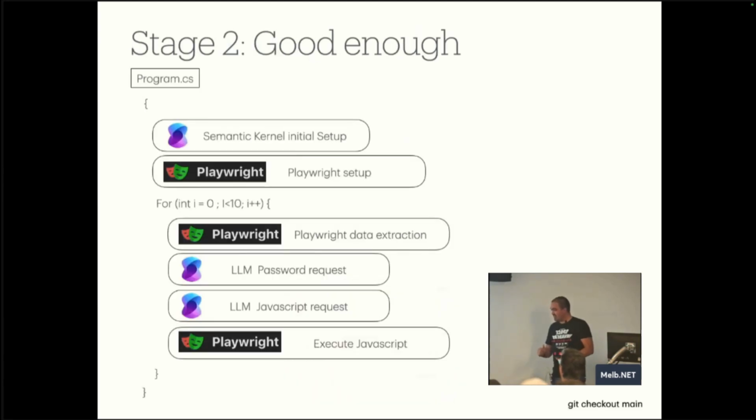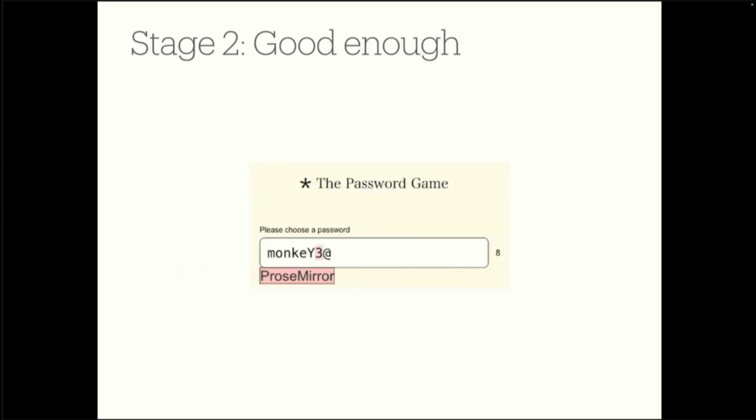So to do that, what I'm going to do is request the password, and then request JavaScript, and then execute the JavaScript, basically. This is a good enough solution, or I believe it's a good enough solution. But to make that happen, for the LLM to give me the correct JavaScript, I need to give it how it can interact.